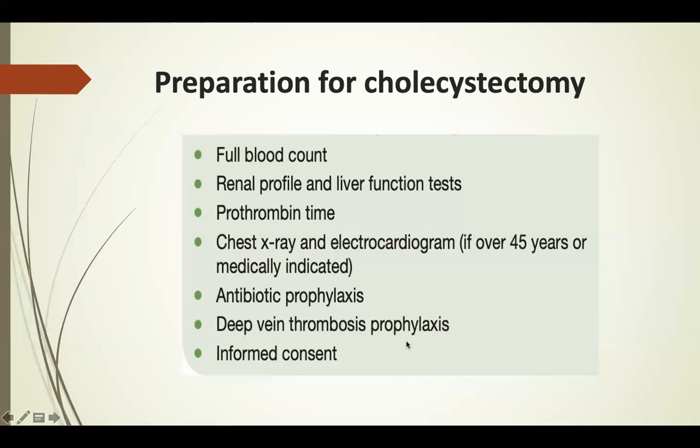Deep vein thrombosis prophylaxis is again a different topic. There are different methods of deep vein thrombosis prophylaxis. We do not usually give it, but if a patient is very obese, you can give prophylaxis with an anticoagulant like Clexane, etc. And informed consent is very important.